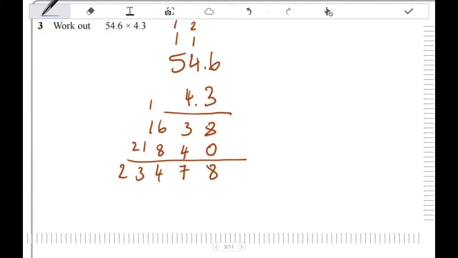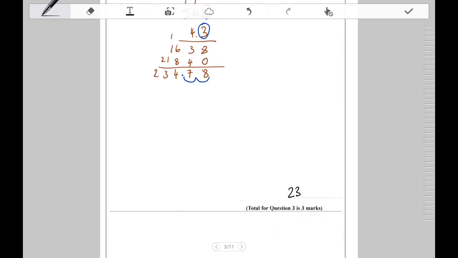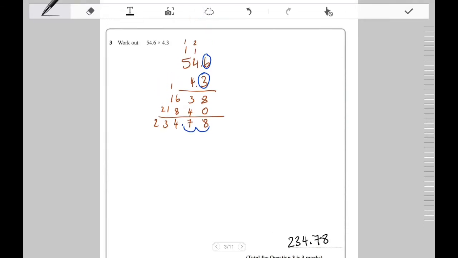And now we decide where we put the decimal point. Since there are two numbers in total before the decimal point, you will place the decimal point 1, 2. You place the decimal point here. So the answer is, if I write it here, 234.78.